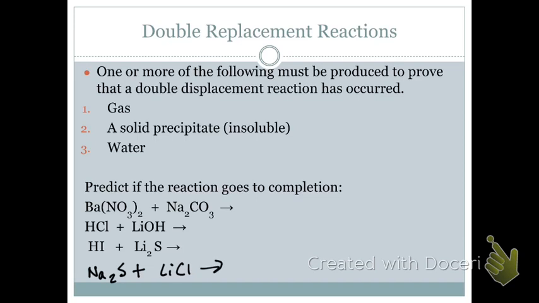All right, so if I rearrange, this is NaCl plus Li2S. Na is plus 1, Cl is minus 1, Li is plus 1, this is minus 2, that's why I need 2 lithiums. All right, let's look up sodium chloride. All chlorides are soluble, so this is aqueous. And then if you look at sulfides, all sulfides are insoluble, except those of group 1 and group 2. Well, lithium is group 1, so it's soluble, so it's aqueous, right?